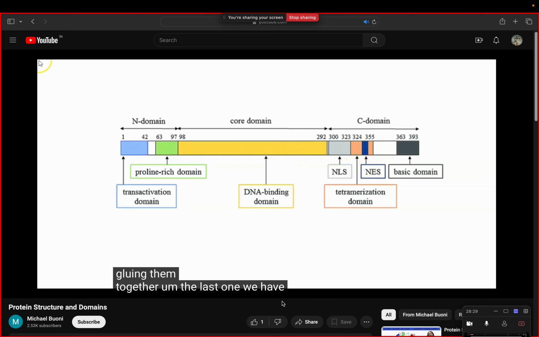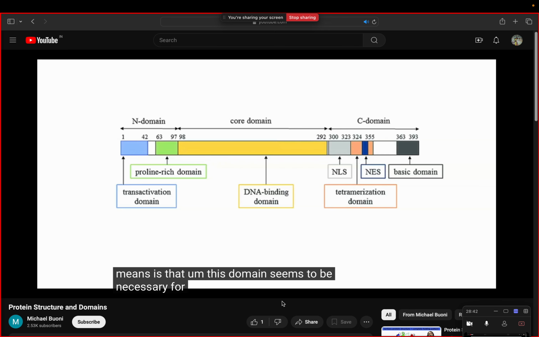The last one we have is a basic domain, and this domain, as you can see, is on the C-terminal end. This is considered a regulatory domain, and what that means is that this domain seems to be necessary for not only transactivation of other genes, but also function of a couple other parts of the protein as well. So those are the larger domains.